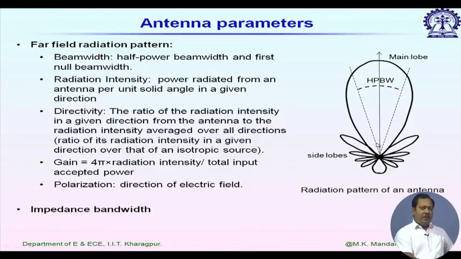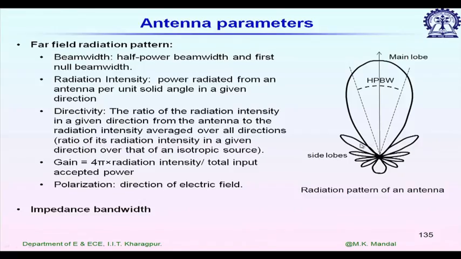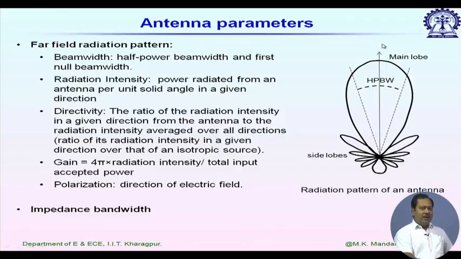Next, another important parameter is radiation intensity. How do we define it? Power radiated from an antenna per unit solid angle in a given direction. So, in my desired direction, obviously the radiation intensity will be higher. In other directions, the radiation intensity should be as small as possible.